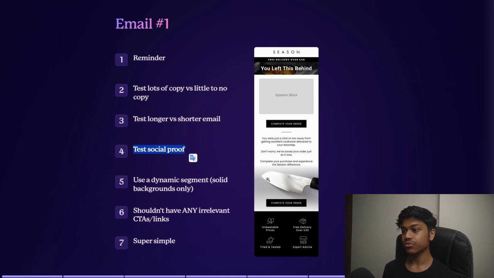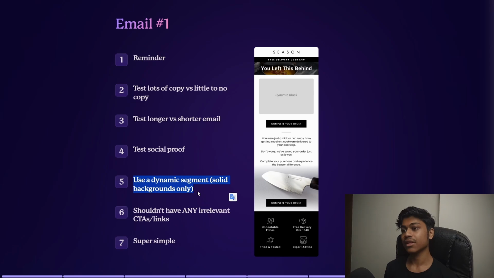Test social proof. In this one, we did not add social proof because it did not fit the brand. Use a dynamic segment. Basically, we want to A/B test this stuff. It's pretty easy to A/B test in Klaviyo. I will make a very comprehensive guide on A/B test because it can be very complex, especially if you want to really optimize your store. It's really important to have certain principles in mind, which I'll talk about in a future video.